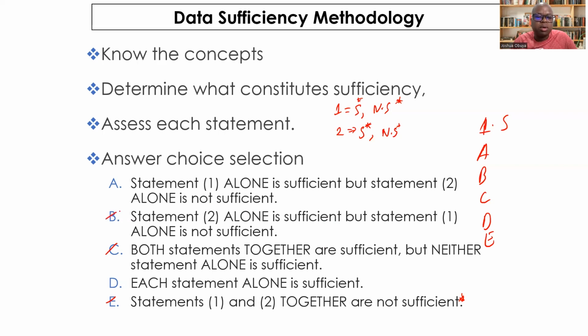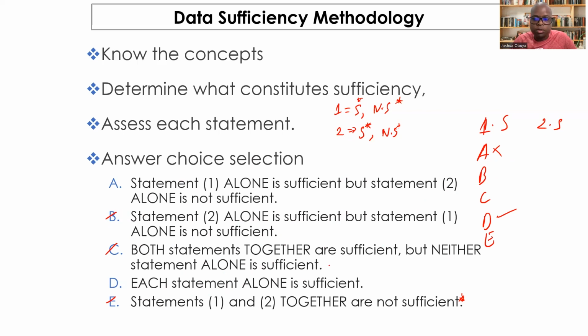In fact, also B, because B says that statement 2 alone is sufficient, but 1 is not sufficient. So these three choices will go. Whenever you find the first statement is sufficient, the first three will go. So you're only left with assessing the second statement. And if 2 is sufficient, then you cross out A and you're left with answer choice D, which says that each statement alone is sufficient.